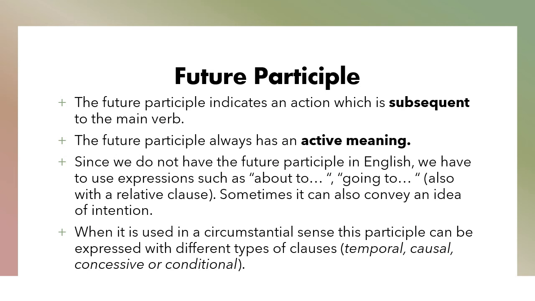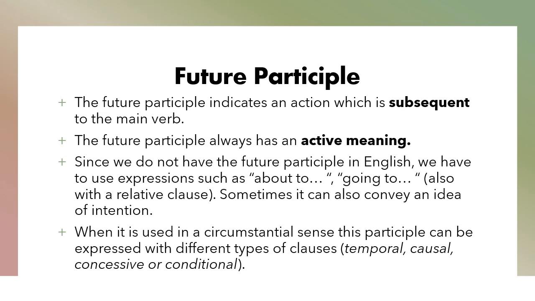Last thing is the future participle. It is not very problematic, even though we have to use different expressions because we don't have it in English. So the future participle indicates an action which is subsequent to the main verb, so it took place after. The future participle always has an active meaning. So it is not like the perfect participle, which you have to be careful whether it's a non-deponent verb or a deponent verb. The future one always has an active meaning.